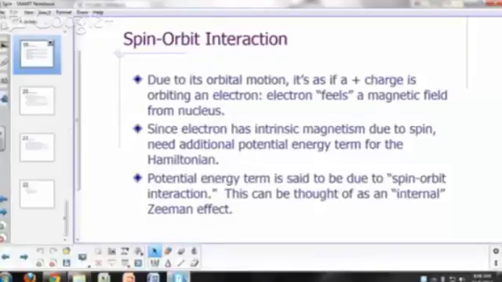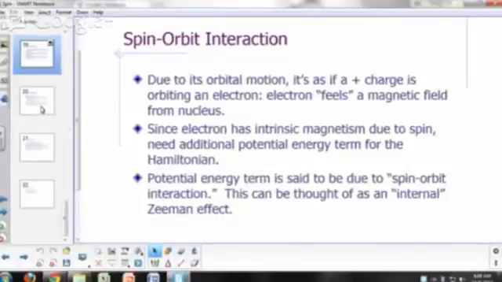We can think of that as some kind of an internal Zeeman effect. Remember, what was the Zeeman effect? That's a splitting of the spectral lines as a result of putting your atom between the poles of a magnet. So if you're subjecting your atom to an external magnetic field, you have that splitting of the lines. It's called the Zeeman effect. Well, this one is built into the atom. Just because you've got this electron generating its own inherent magnetic field, and it's orbiting around a nucleus, which is a charged particle, it's going to feel as if there's a magnetic field from the nucleus. You have to add this extra potential energy term. That interaction is known as spin-orbit interaction.